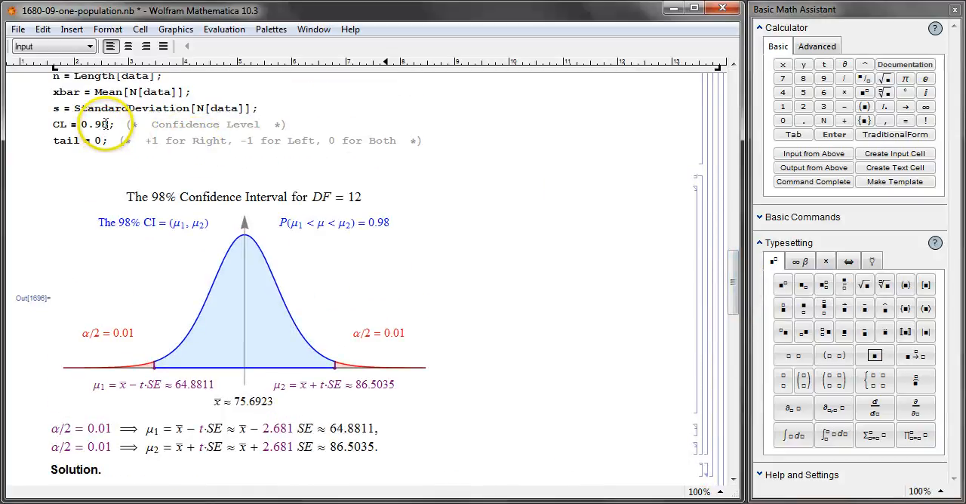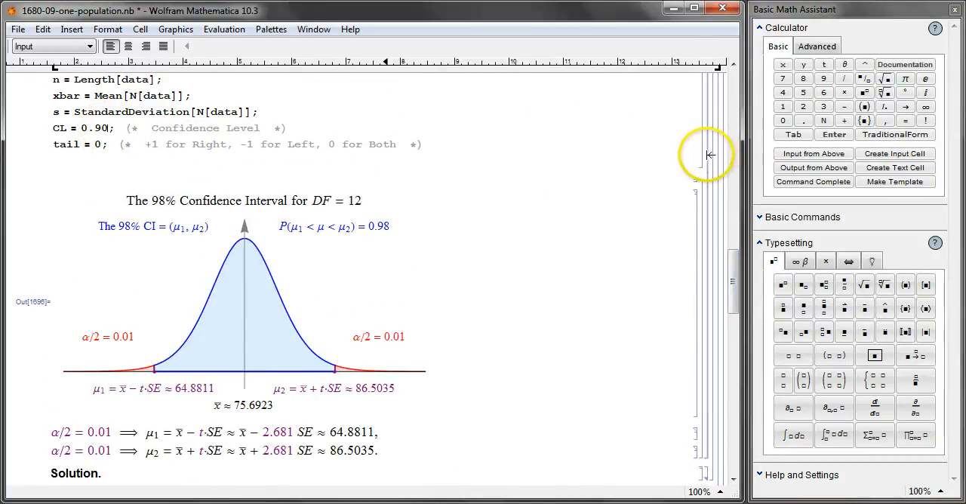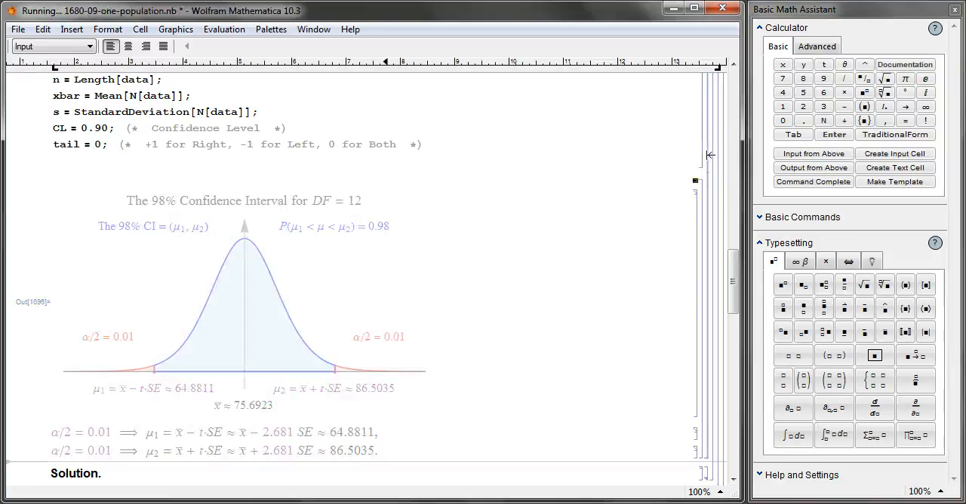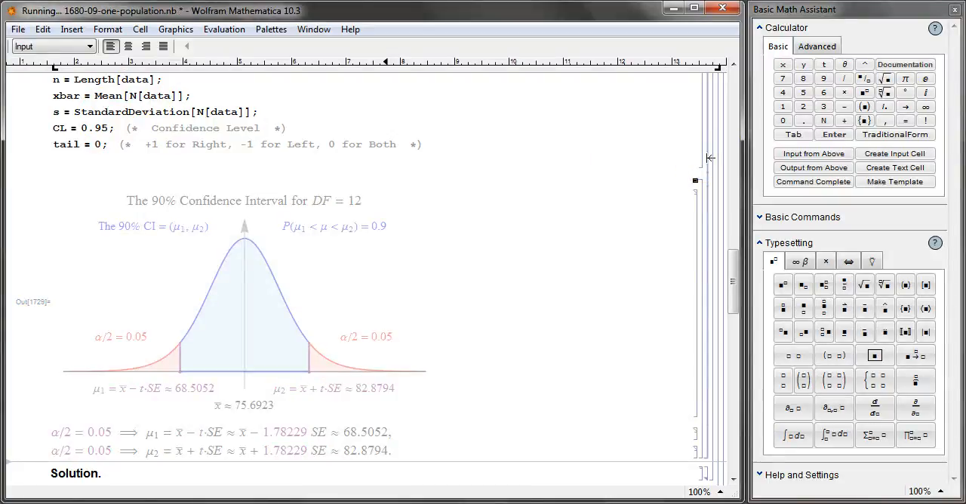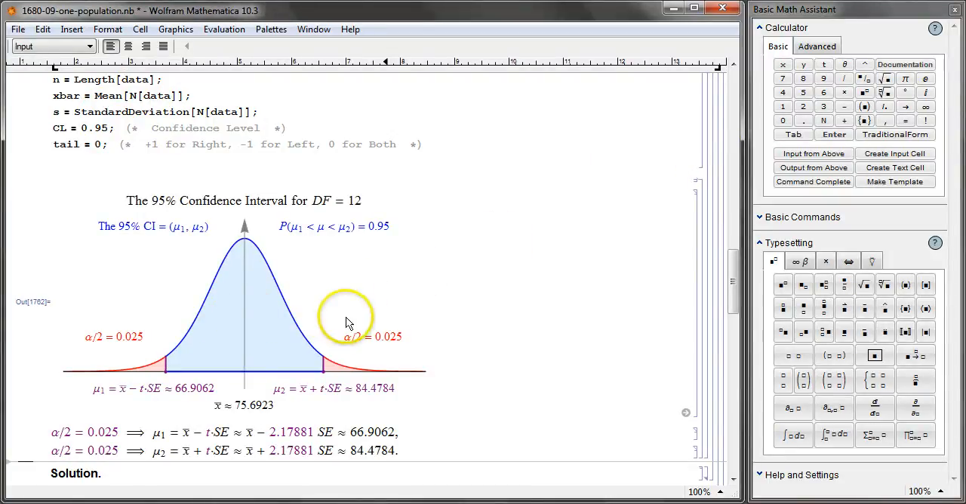Here, let's go back to 90%, the way it was before. Oh, by the way, if you're looking for, say, a 95% confidence interval, it's the same deal. 95% in the middle, and 2.5% on the left, 2.5% on the right. So you have to look up 2.5% in that t-table.